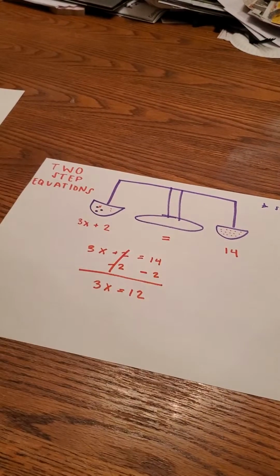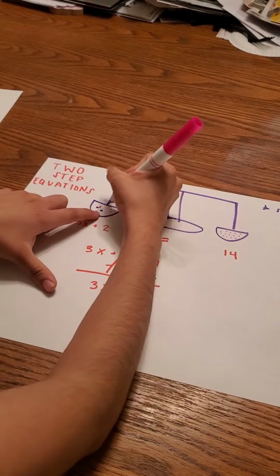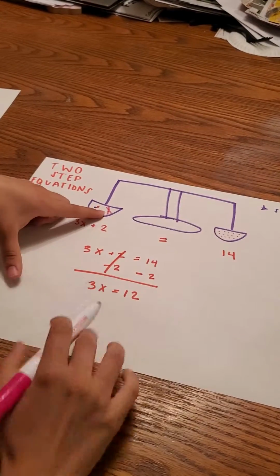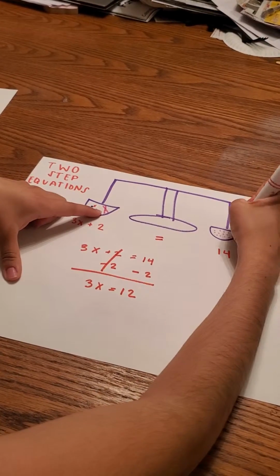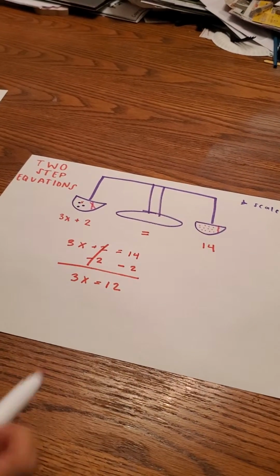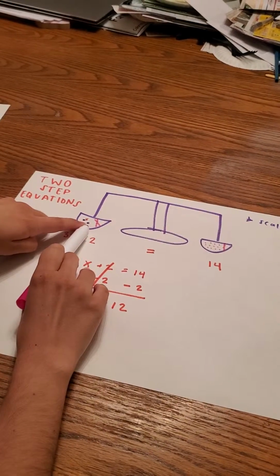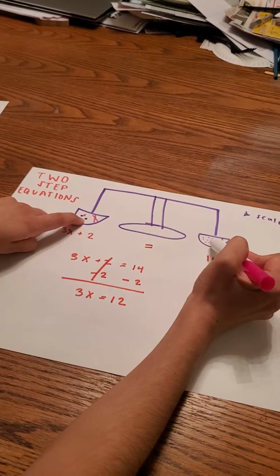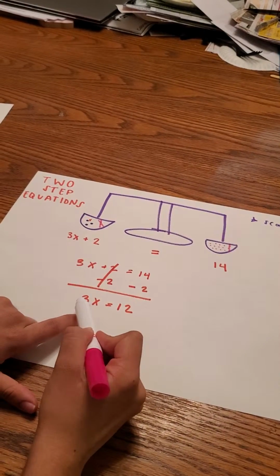On this drawing, what I basically did was I took out these 2 red circles over here, and I also took out 2 red circles over here. Now when I look at my drawing, I still have these 3 x's and I have 12 of these circles on the right side. That is basically what the equation is telling us.